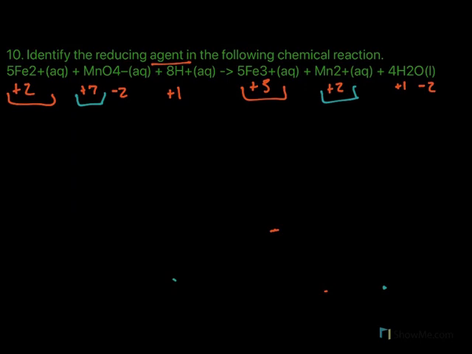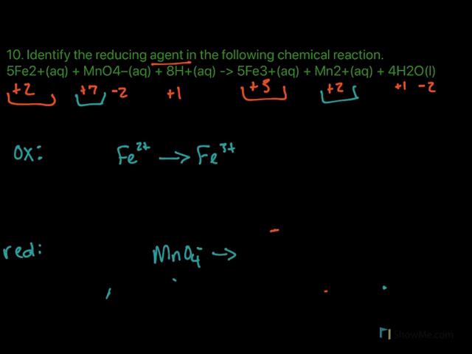So we are going to write this out, showing first which one is losing the electrons. So we've got Fe2 plus goes to Fe3 plus. And then for the reduction portion, we've got permanganate goes to manganese. This would make Fe2 plus our reducing agent, but I'll go ahead and work it the rest of the way out just so you can see it.